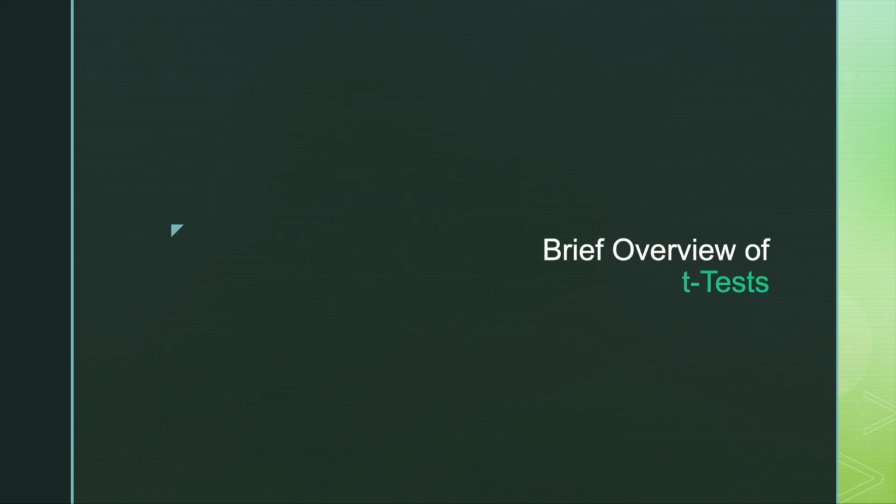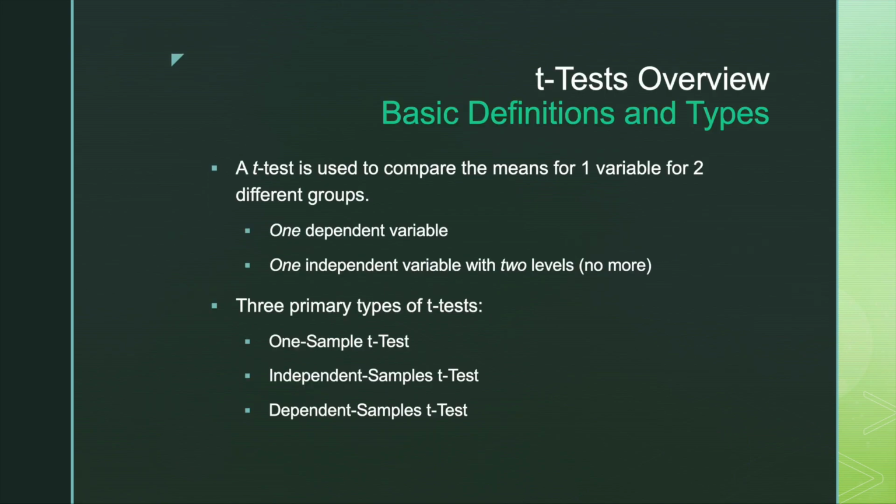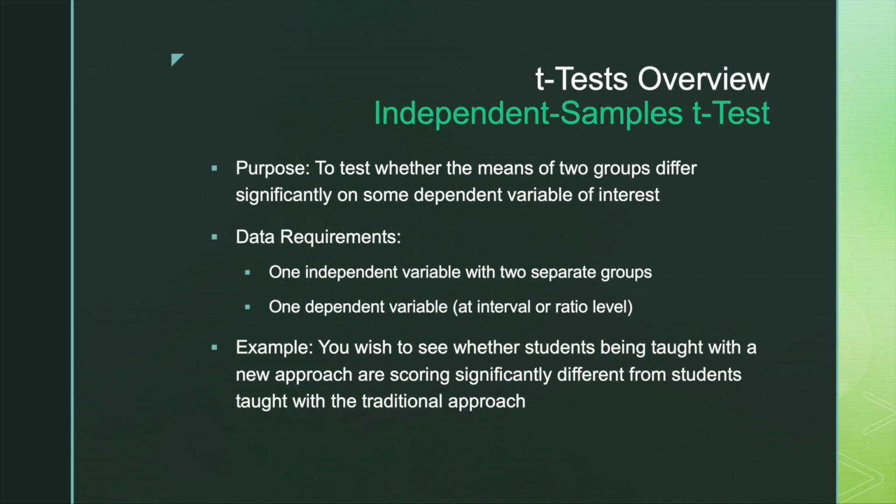Now we're going to do a brief overview of t-tests, which we're going to have to do as part of the two-way ANOVA procedure later on. So I thought it would be good for us to review how to do this. A t-test is used to compare the means for one variable for two different groups. For instance, in our sample data set that we were just working with, gender would be a variable that has two different groups, male and female. We're going to be focusing on the independent samples t-test in particular, when we're going to be looking for the difference between two groups on some dependent variable.